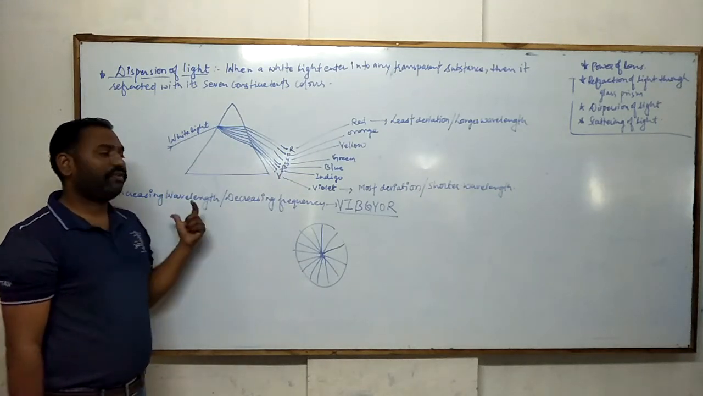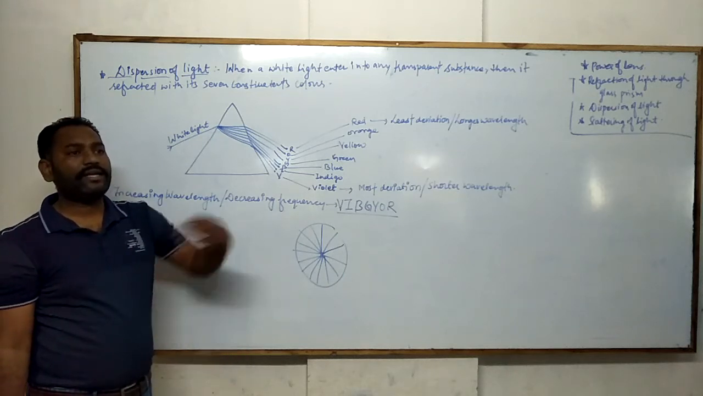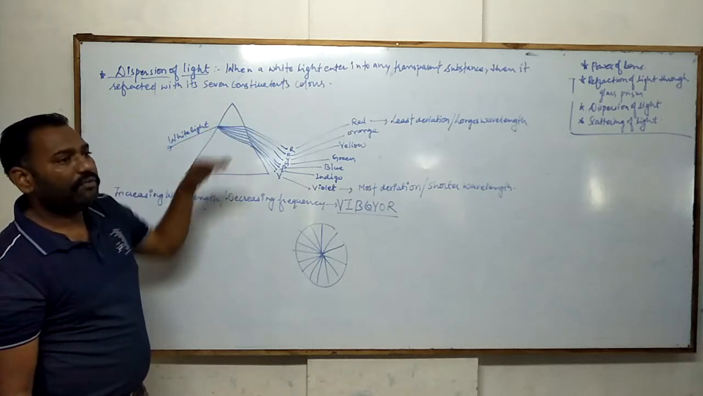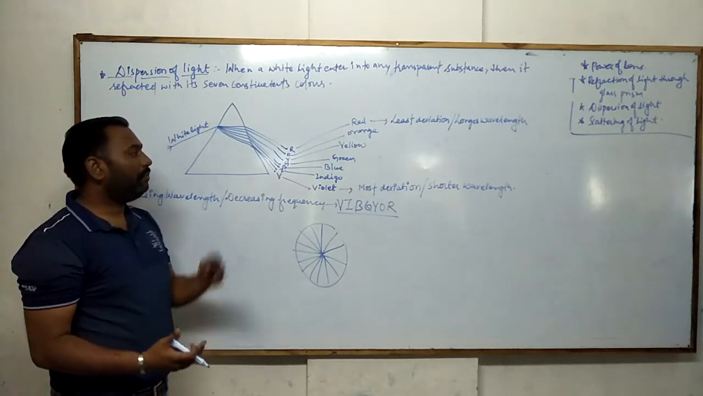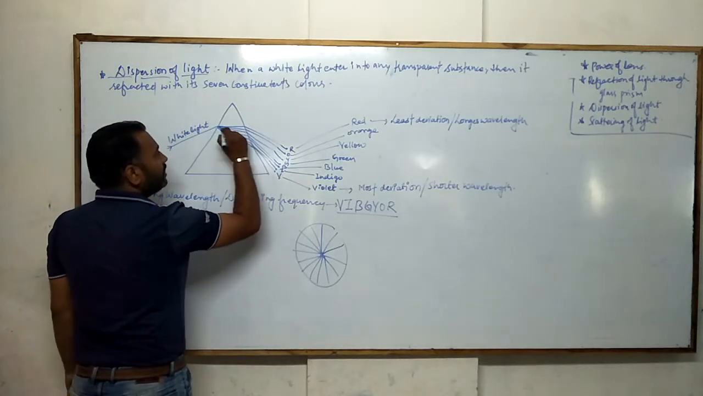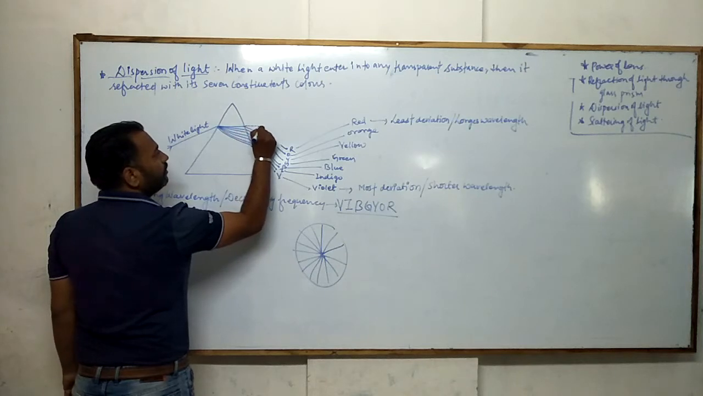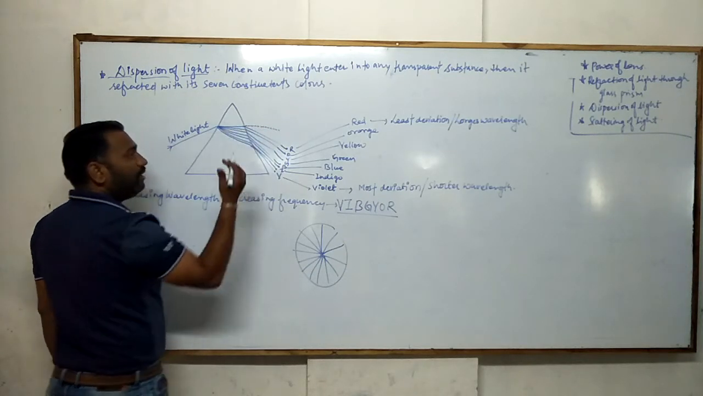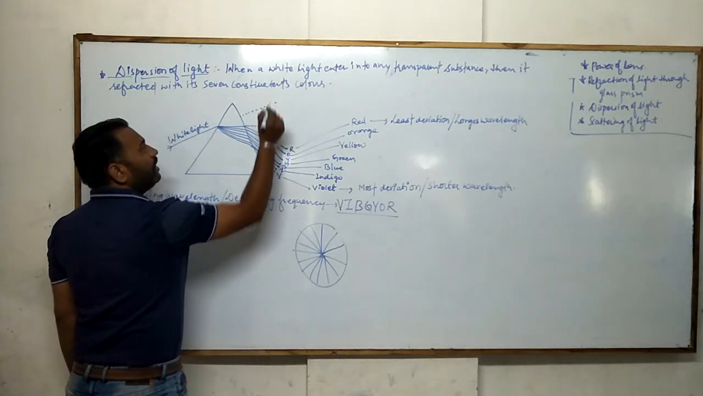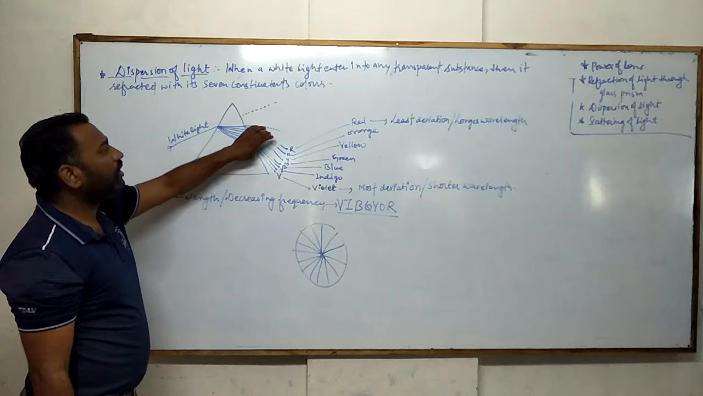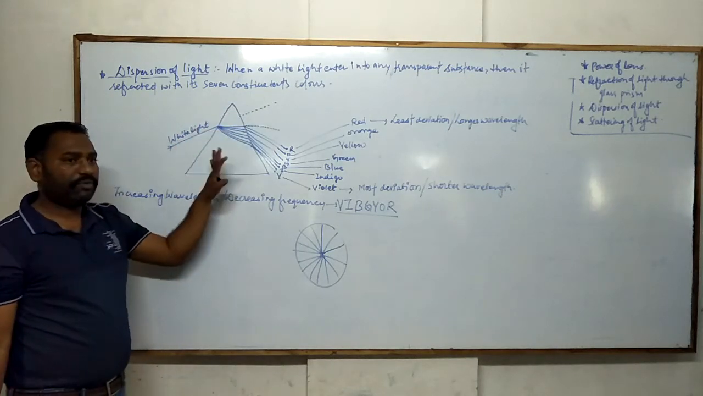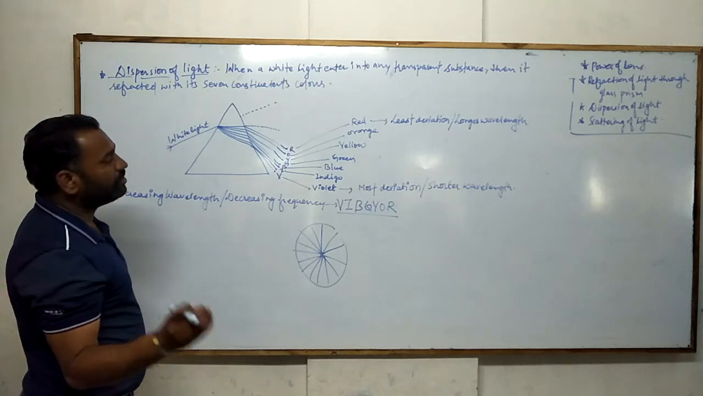Because of different wavelengths and frequencies, their angles of deviation will also be different. So the different colors have different deviations, making different angles with the surface. You can see this is the actual path of light when they are entering into the glass prism, and this is the path of the incident light. This is for explanation purposes only. Actually the diagram is this one.